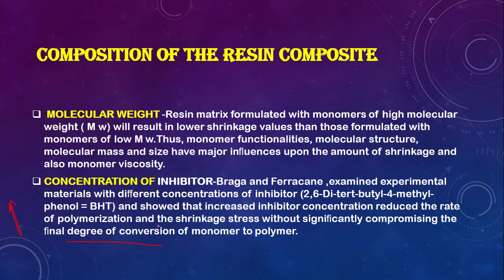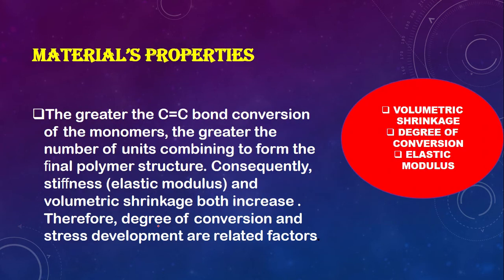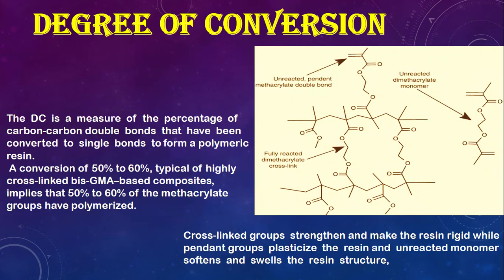Right? Next, coming on to the material properties. There are three inherent properties: the volumetric shrinkage, the degree of conversion, and the elastic modulus. These are crucial to the magnitude of the stress. The complexity of the polymerization shrinkage stress relies on the fact that these three factors are interrelated, and it is very difficult to segregate between these factors. Coming on to degree of conversion.